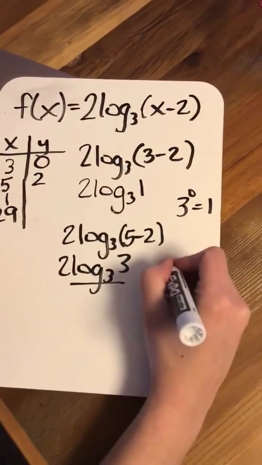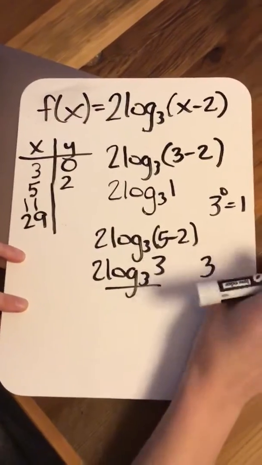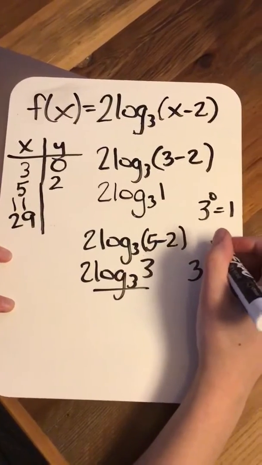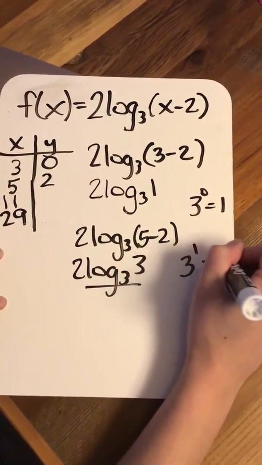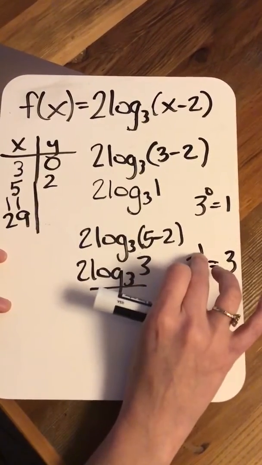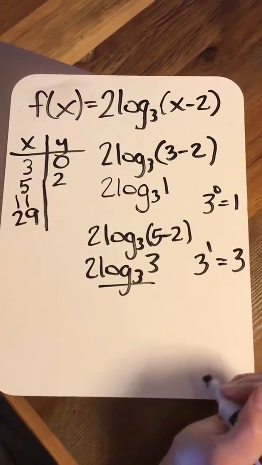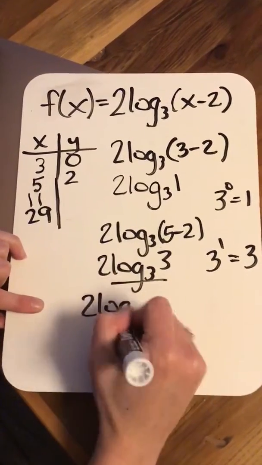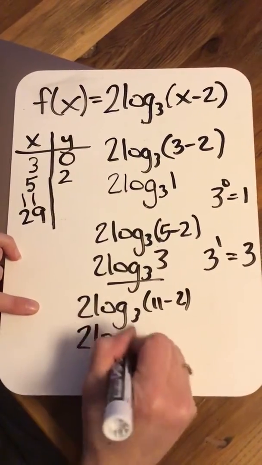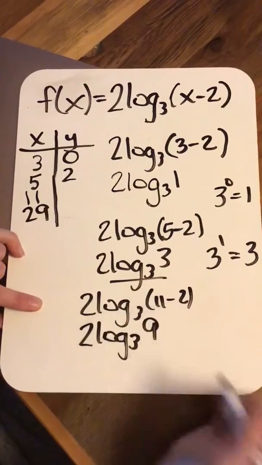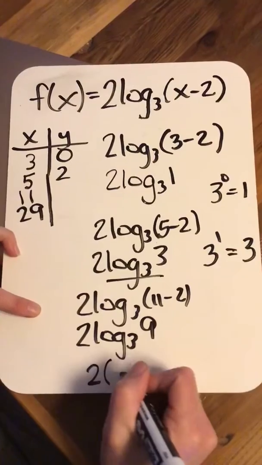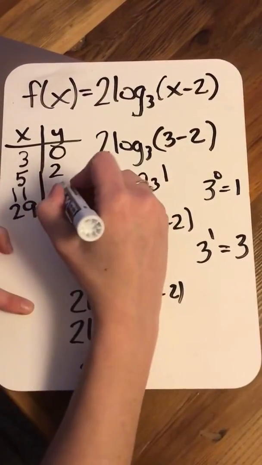Again, if I do 3 to the first power, I get 3. So that's why this worked out to be that 1 that I knew it was going to be. So you would just keep plugging in numbers. 2 log base 3 of 11 minus 2 is 2 log base 3 of 9. Again, I know this is going to be 2 times 2, which is going to be 4.